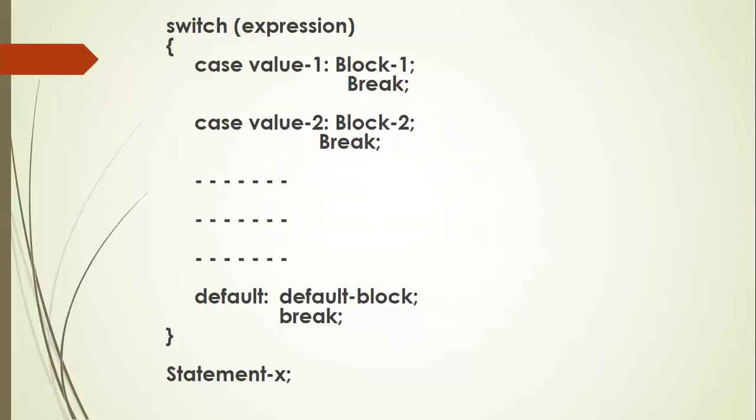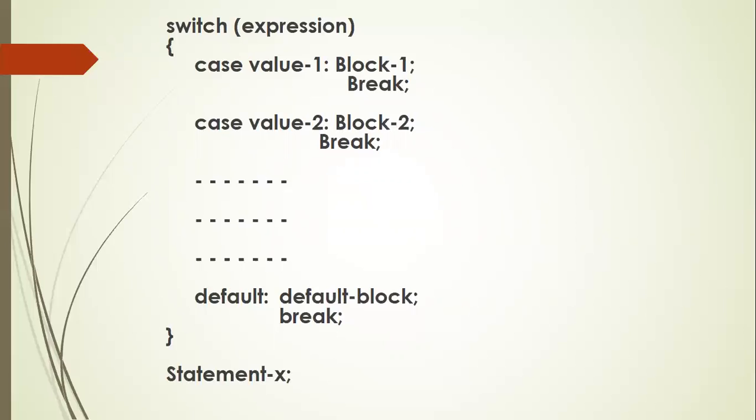The expression could be an integer variable, an integer constant, an integer expression, or a character constant. After evaluating that expression, the value of the expression is compared with value 1. If the expression value is equal to value 1, then all the statements contained in block 1 are executed. Then the break statement at the end of block 1 terminates the switch statement and the control goes to the statement text.